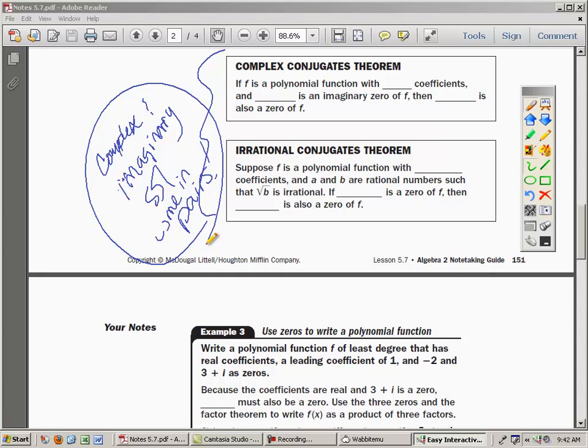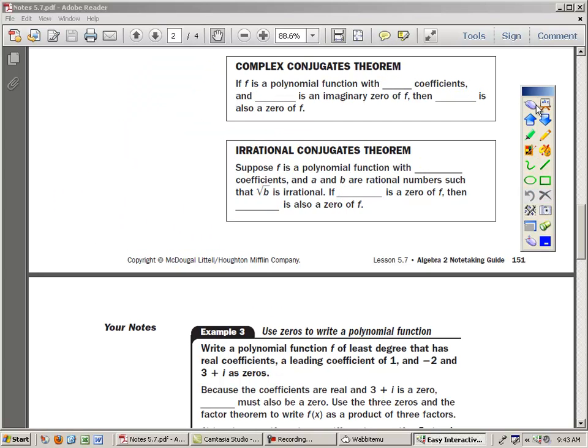All right? So it says if f of x is a polynomial function with real coefficients, and a plus bi is one of the imaginary zeros, then a minus bi is also an imaginary zero. Suppose f is a polynomial function with real coefficients, and a and b are rational numbers such that the square root of b is irrational. If a plus radical b is a solution, then a minus radical b is also a solution. All right, so let's see how that shakes out for us on the next page here.